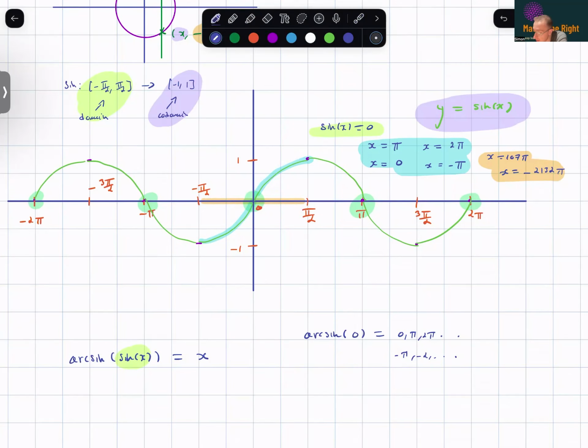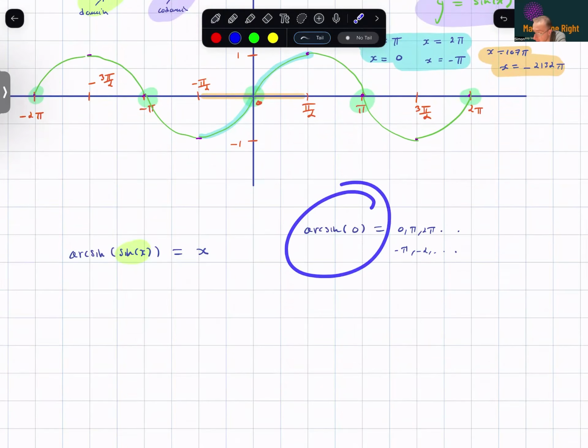We can have arcsine of x, or y, doesn't matter what variable you use for this. Arcsine of x goes from negative 1 to 1 to negative pi over 2 to pi over 2, right? It takes in values in negative 1 to 1, and it spits out a unique value in negative pi over 2 to pi over 2.